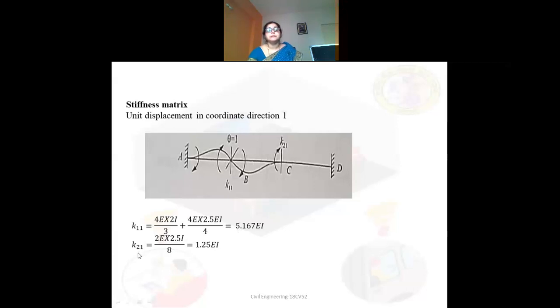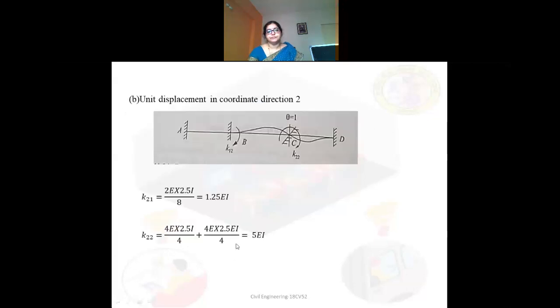Next, K21. What is the force developed at coordinate 2 due to rotation at 1? So it is 2EI by L into (2 theta C plus theta B minus 3 delta by L). Theta C is 0 and 3 delta by L is also 0. Only theta B is equal to 1 if you apply. Then what are we going to get? 2E into 2.5I divided by 8. So the answer is 1.25 EI.